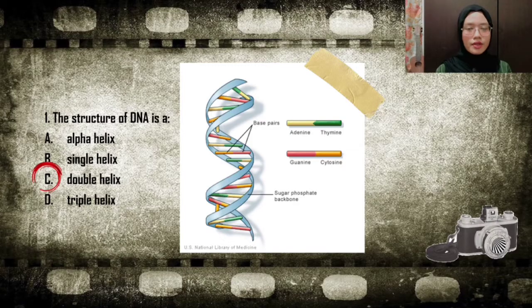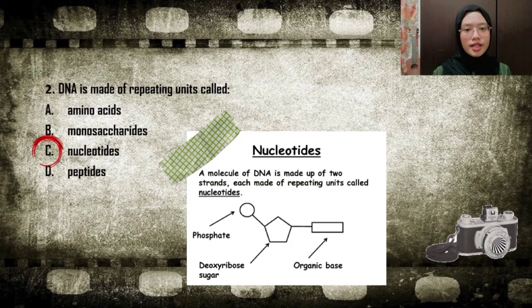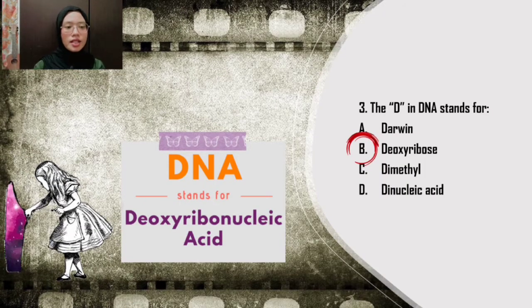So the first question for the first part is the structure of DNA. The answer is C, because DNA contains two single strands and it will wind up to form helices. The second question: DNA is made up of repeating units called C, nucleotides. The third question: the D in DNA stands for B, deoxyribose.